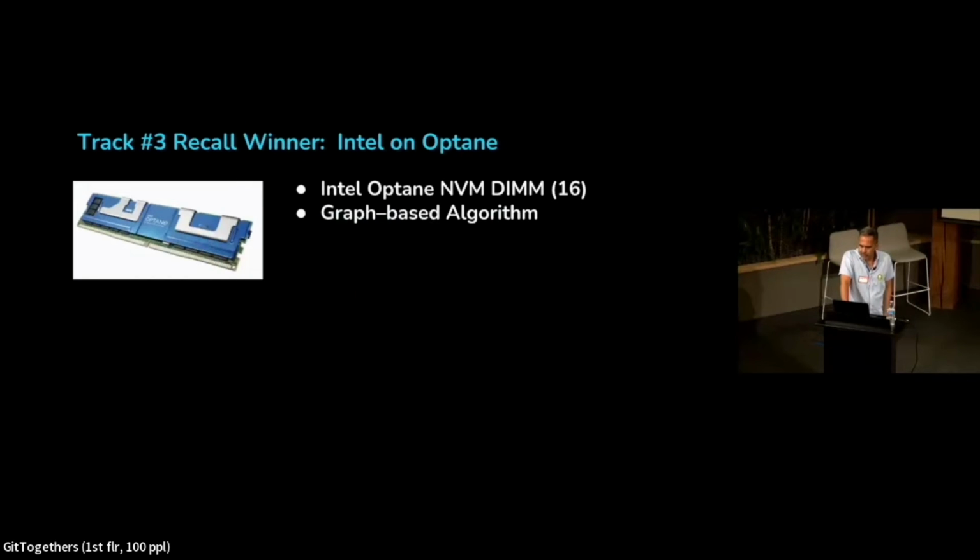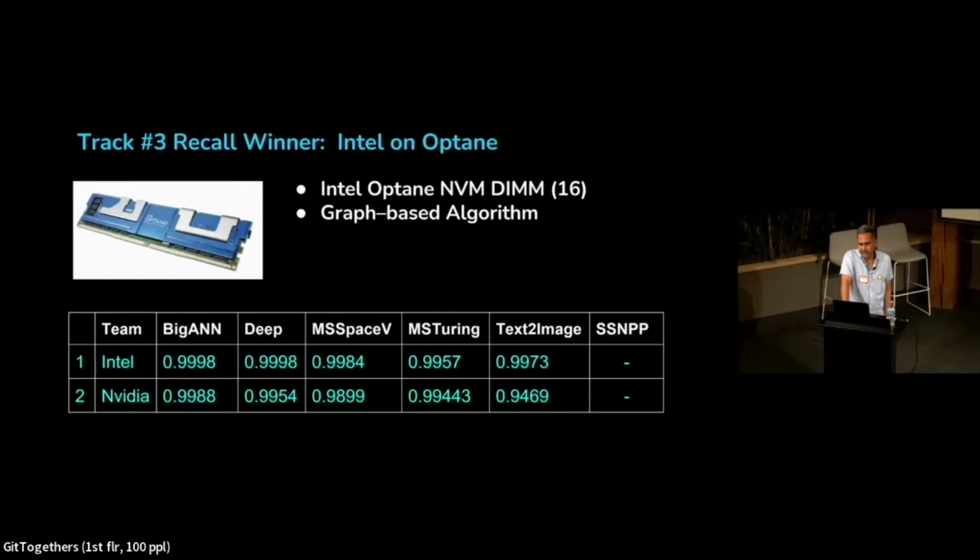So the Intel Optane is really interesting. What you see there is their hardware, and it's essentially solid state technology, but in the form factor of memory that fits in the RAM slots on a motherboard. It's a graph-based algorithm, a lot like DiskANN. And you can see here, this is first and second place. Intel barely beats out NVIDIA in this particular benchmark in recall. I mean, they were neck and neck till the end. You can see the difference between the various data sets is just by 2 or 3 decimal places.